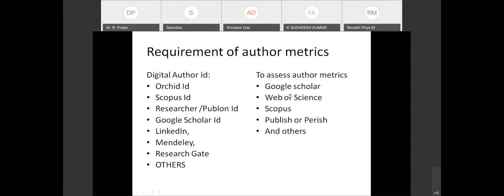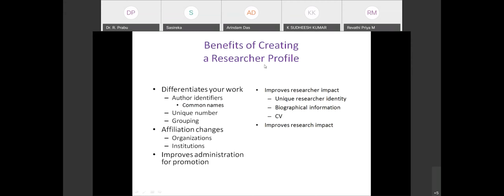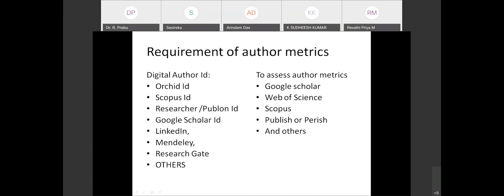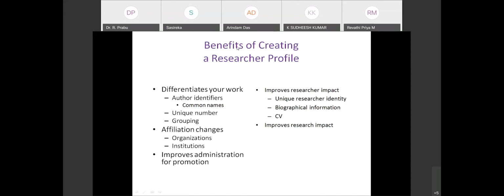So to assess author metrics, I told you that Google Scholar is helping for Web of Science purposes, and this is also very much helping. Publish or Perish, this is one of the software, and this also helps you. When you are free, just visit this site also. Just give the keyword Publish or Perish in Google, which also helps to know the citations. So the benefits of creating a researcher profile that we have seen, let us say ResearcherID, Scopus, Google Scholar ID, and the benefit of creating the researcher profile.